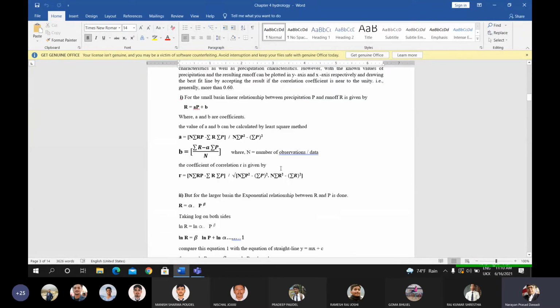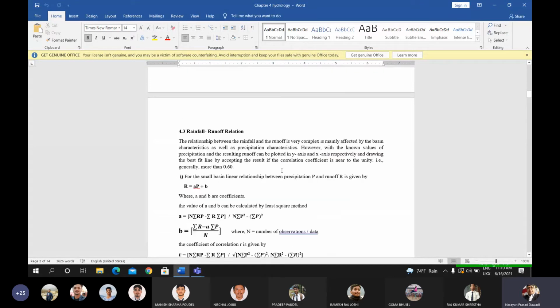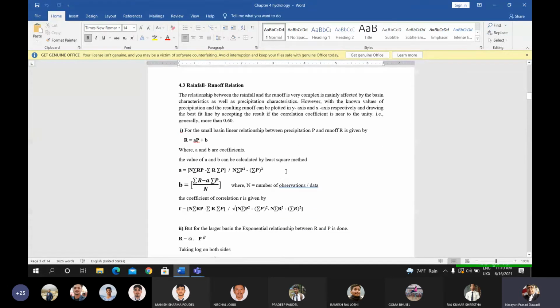How can you establish the rainfall-runoff relationship? This may be asked in the final question, or you may be asked to find the value of the rainfall with respect to the given runoff, or you have to find the value of runoff with respect to the given rainfall value using the rainfall-runoff relationship or correlation. Okay, you can do it in this way.